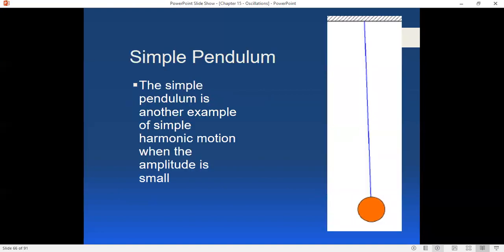A simple pendulum is another example of a simple oscillating system. Again, as I said, you look at the motion, it's periodic. And as long as our angle is kept small, and you can see this particular pendulum has a fairly small angle, the motion is going to be very predictable. The period is going to depend on the length and the acceleration of gravity, and it's going to be relatively well behaved.